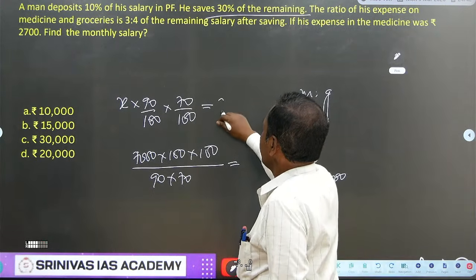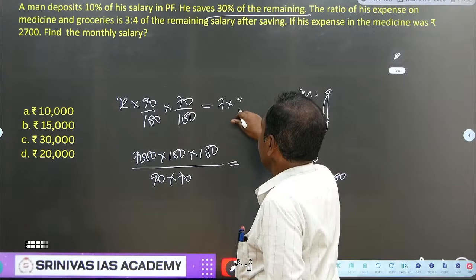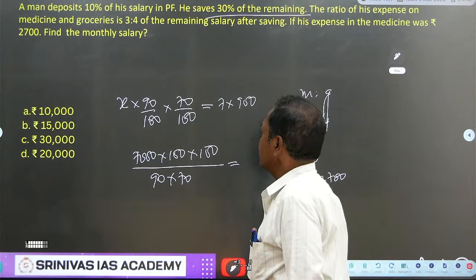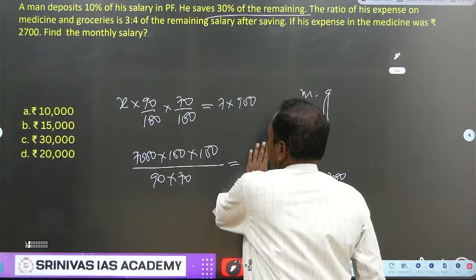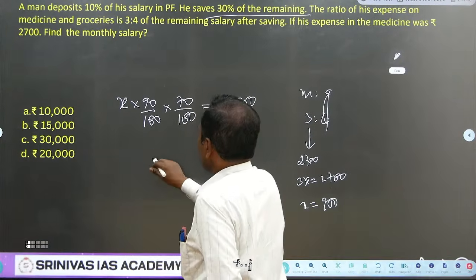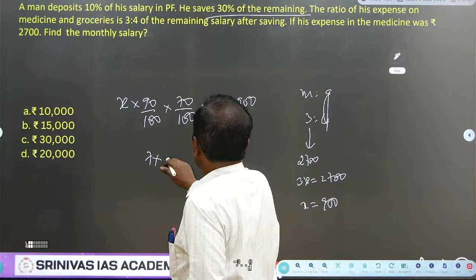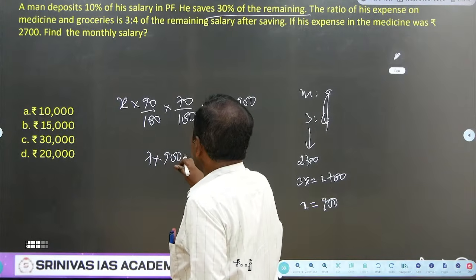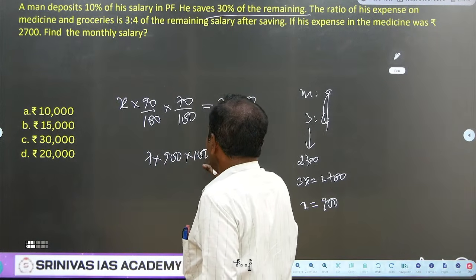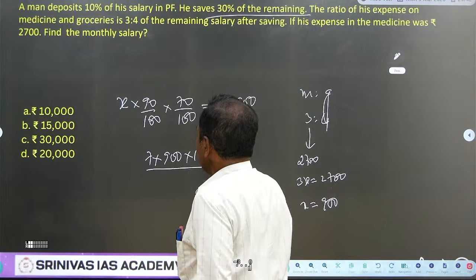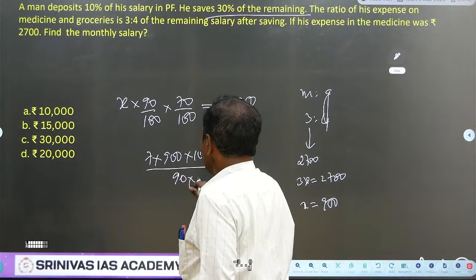That is 7 into 900 you can take. 6,300. 7 into 900 into 100 by 90 into 100 by 70.